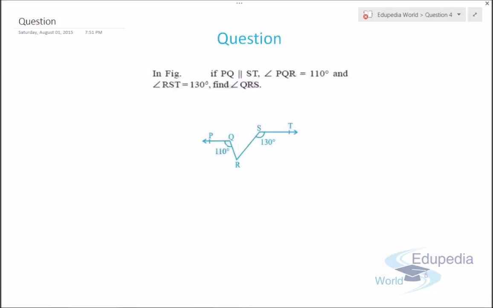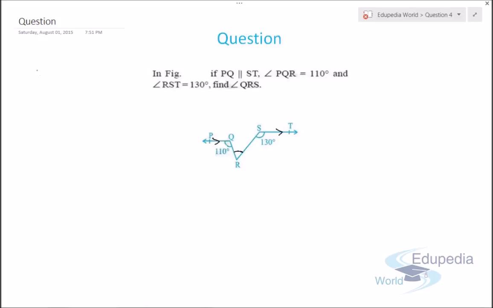It says that in a figure, if PQ is parallel to ST, means this line is parallel to this line, and angle PQR is 110, angle RST is 130, we need to find angle QRS, means we need to find this angle. So it's a very important question. I have seen this question generally in examinations, so you have to watch this question very carefully.